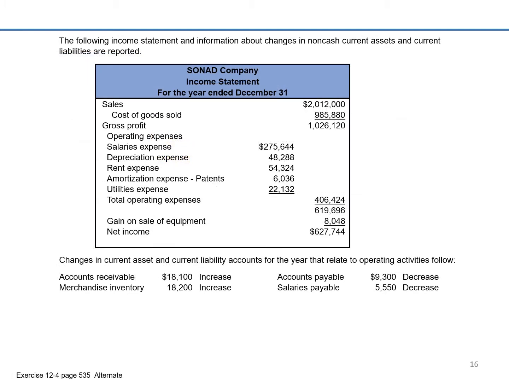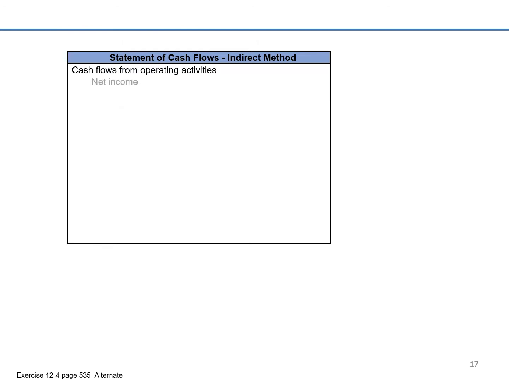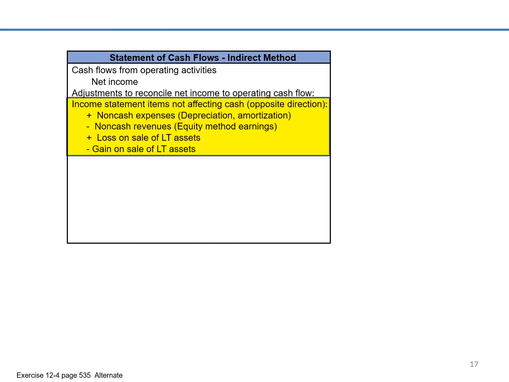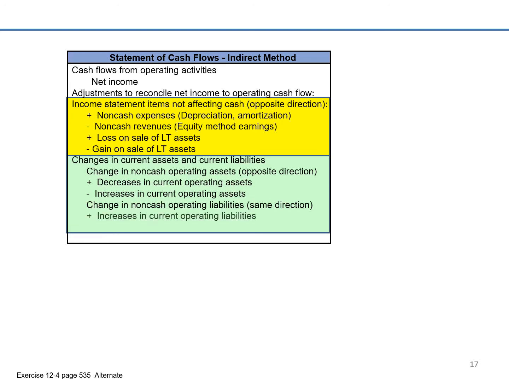All right, same problem, different numbers. You know the drill. When you're done, resume the recording and we'll go through it. All right. Prepare the operating activity section of your cash flow statement using the indirect method. So here's our box of clues. Same thing we've been through.